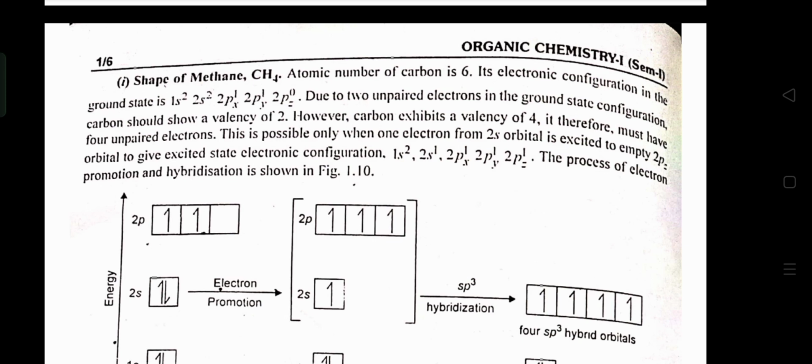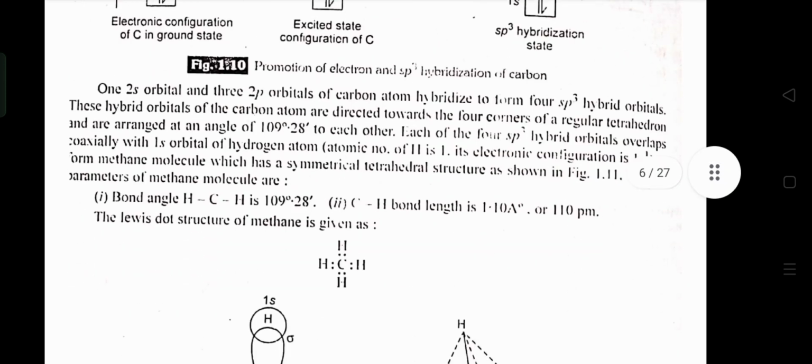This is possible only when one electron from the 2s orbital is excited to the empty 2pz orbital. To give the excited state, the electronic configuration becomes 1s2, 2s1, 2px1, 2py1, 2pz1. The process of electron promotion and hybridization is shown below.